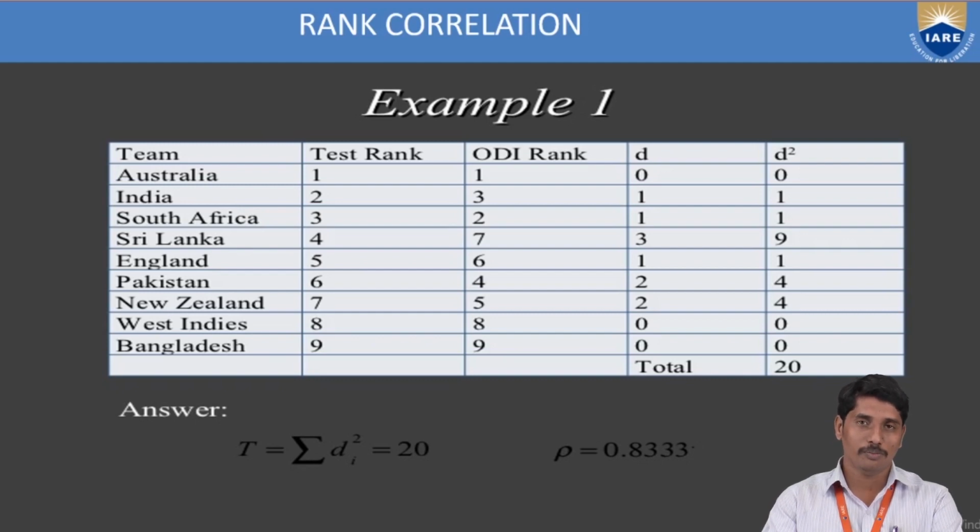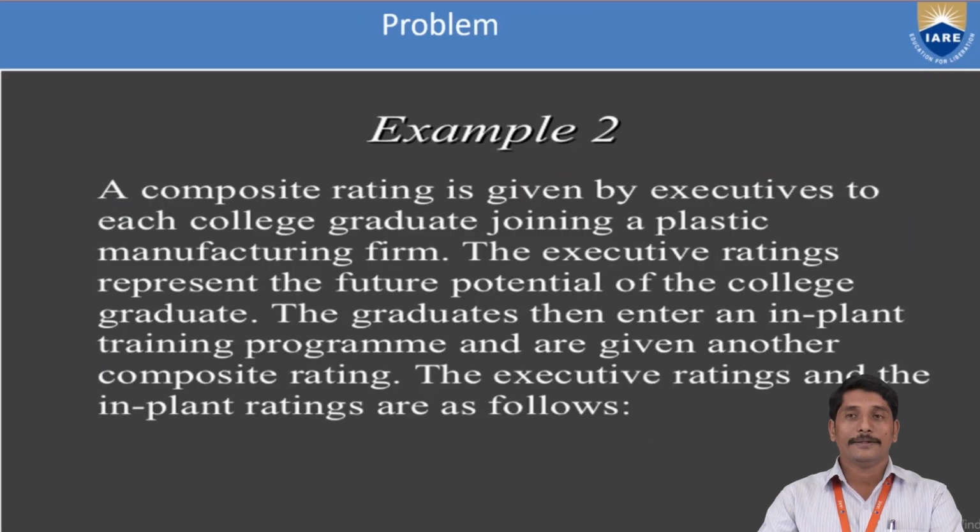And in the next problem, we'll look at how we are going to assign ranks to the given marks and how we are going to obtain the Spearman's correlation. Here, the question runs like this. A composite rating is given by executives to each college graduate joining a plastic manufacturing firm. The executive ratings represent the future potential of the college graduate. The graduates then enter an implant training program and are given another composite rating. The executive ratings and the implant ratings are as follows.